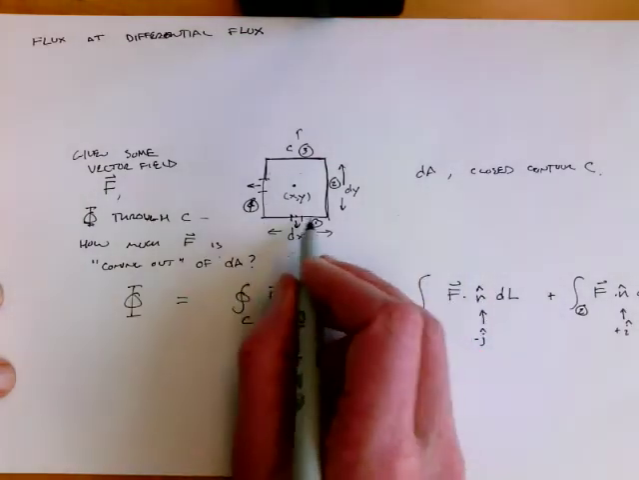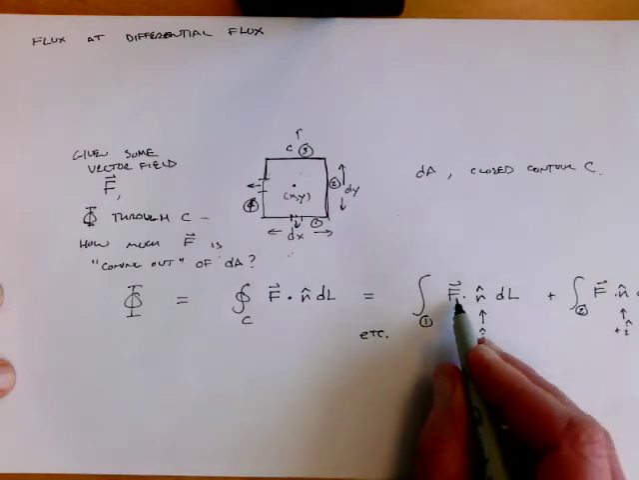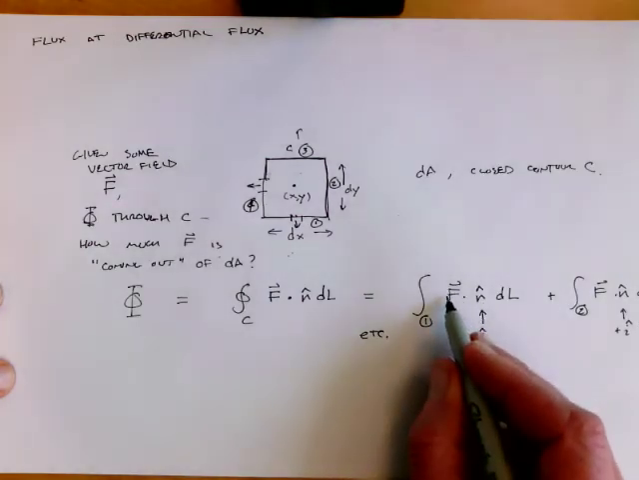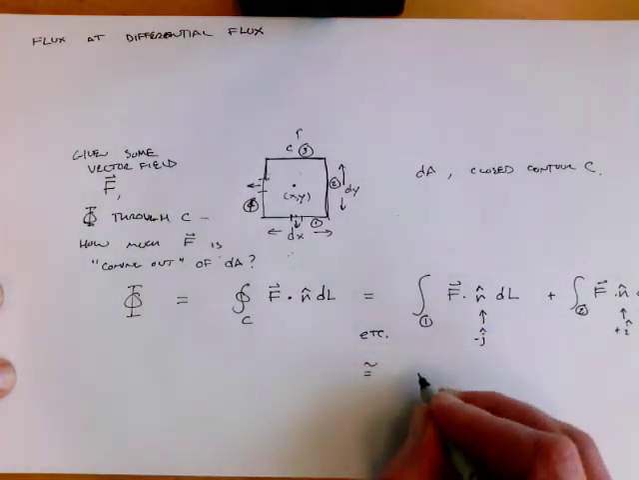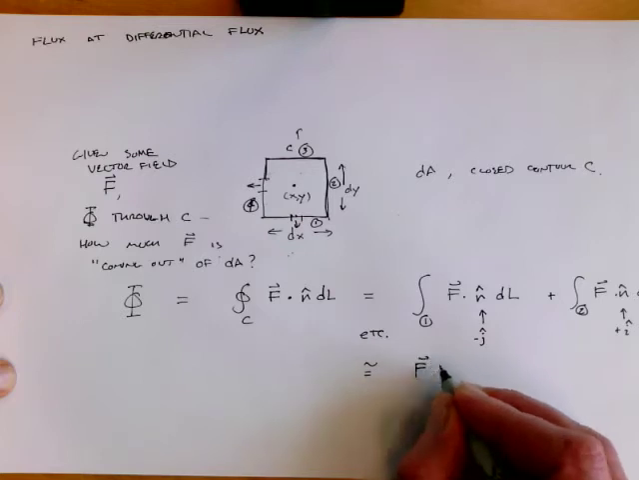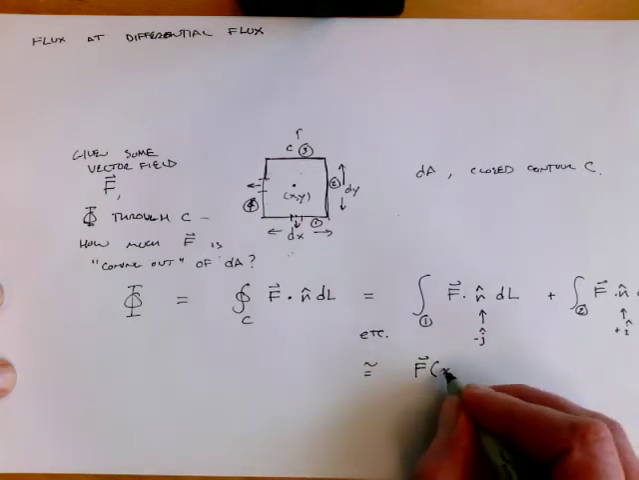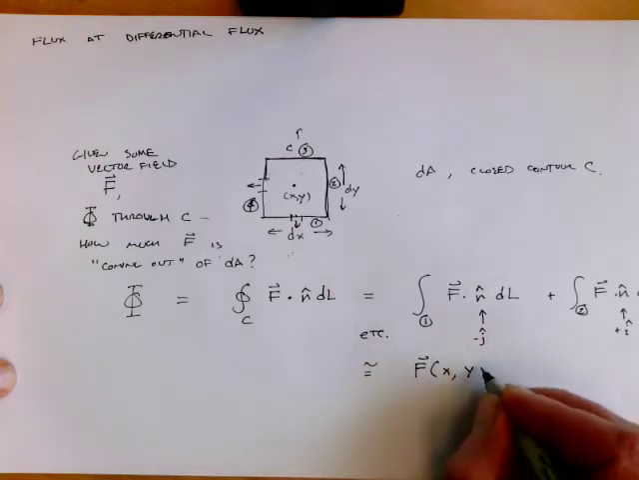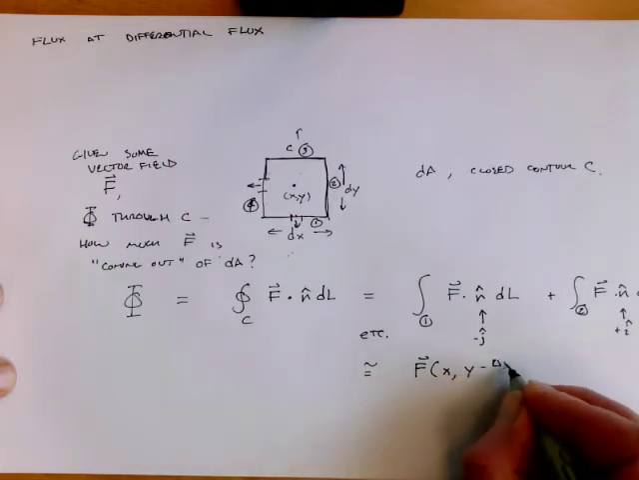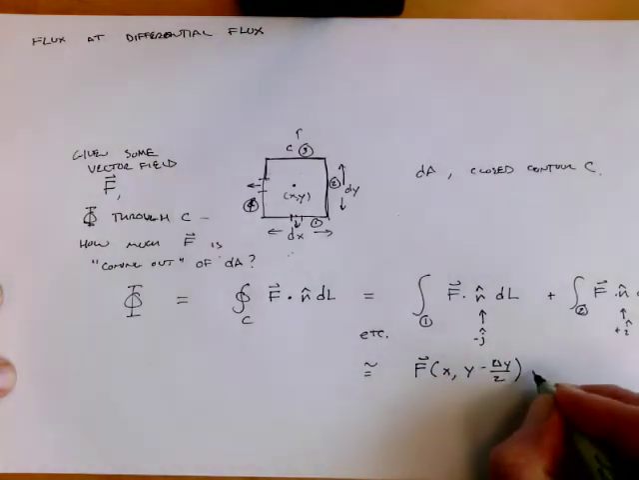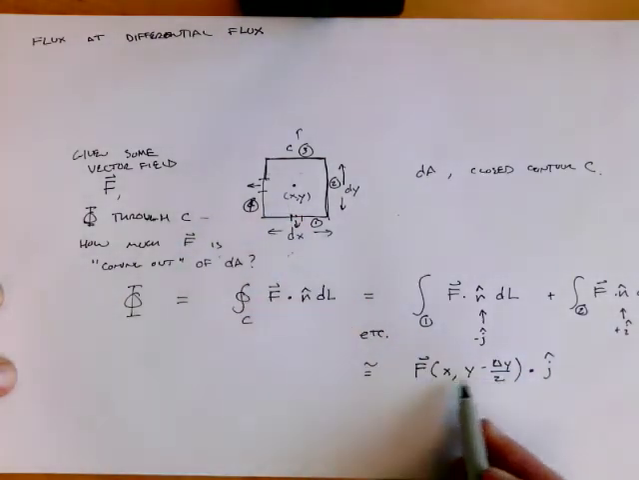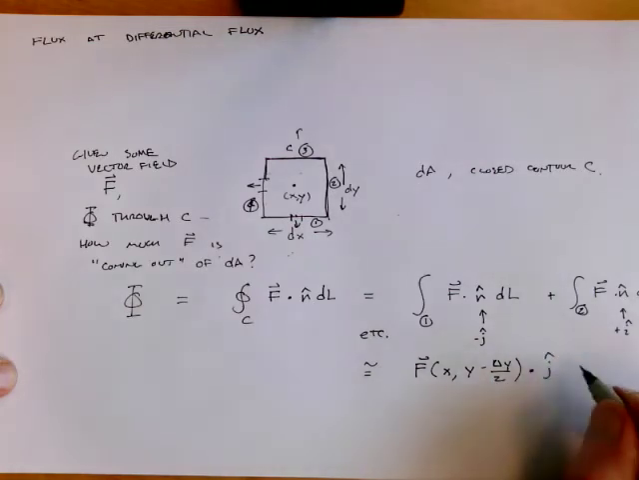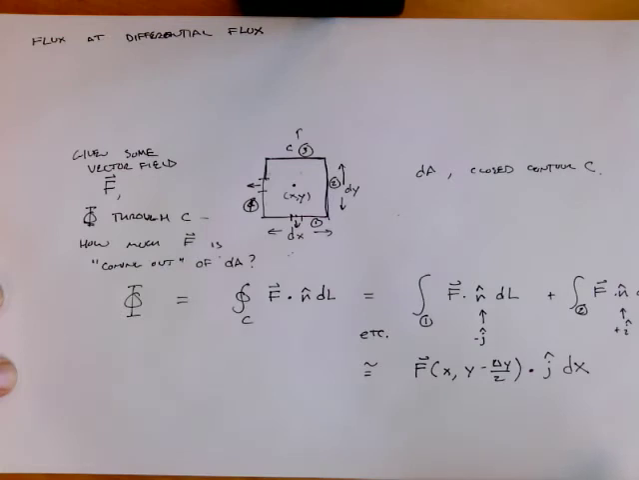So I could actually go ahead and think about, let's just think about this first one a little bit. I've got the integral across this line of the value of the vector field along that line. So this first integral is going to be approximately the value of F at the point x comma y minus delta y over 2, right? Dotted with minus j hat, right? And this is just an approximation to what the value will be, times that little length. And that little length, of course, is dx, right?